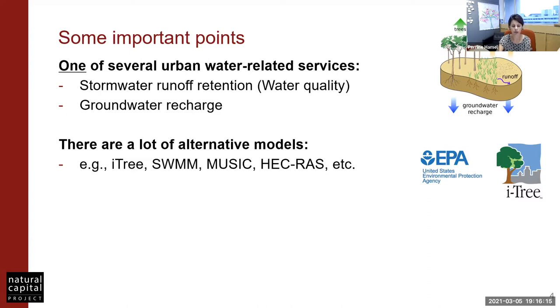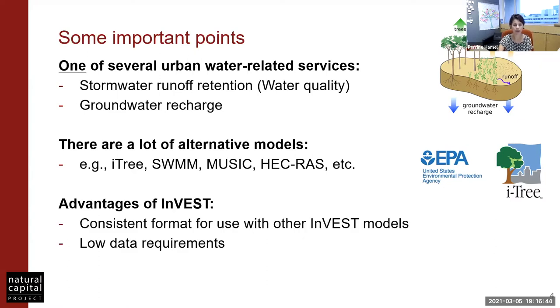So it's important to remember that InVEST is one option among many others, and very often these other modeling options would be more appropriate if you have a strong focus on these urban water-related services. And that's because these models are more sophisticated and will allow the user to reach a higher level of accuracy. So why would anyone use the Urban InVEST model in that case? Two main reasons. One is that it's consistent in its format, the type of outputs and inputs are consistent with other ecosystem services in InVEST. So that's important when one wants to look at trade-offs and synergies for different ecosystem services assessments.